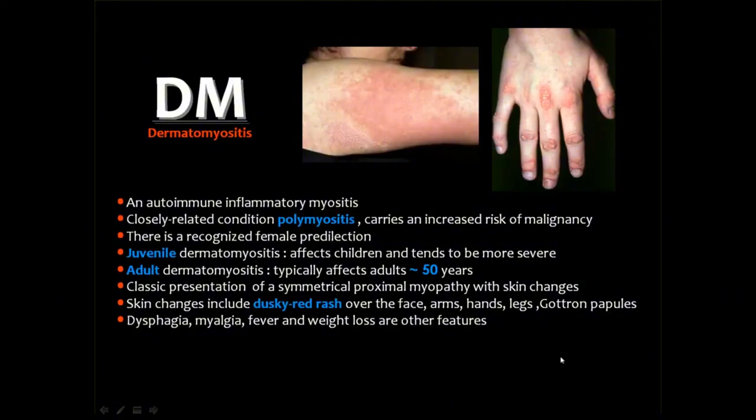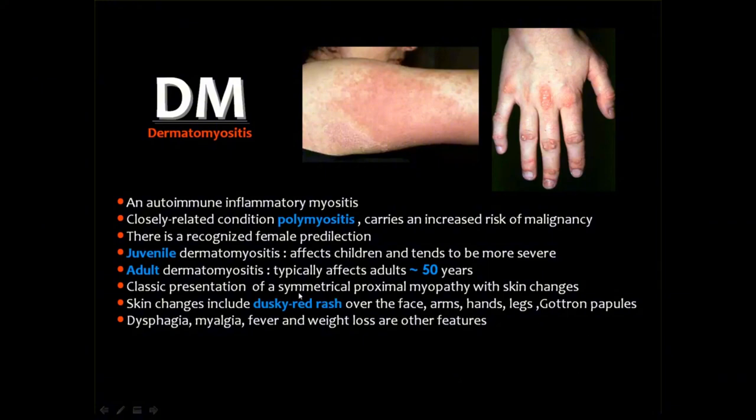Then we get to dermatomyositis, which is an autoimmune inflammatory myositis, as well as inflammation of the skin. This is important to differentiate from other forms that I will mention now. Then this is closely related to polymyositis, which carries an increased risk of malignancy. Then we have two types of dermatomyositis: the juvenile form, which is seen in children, and the adult form, which is seen in adults around the age of 50 years.